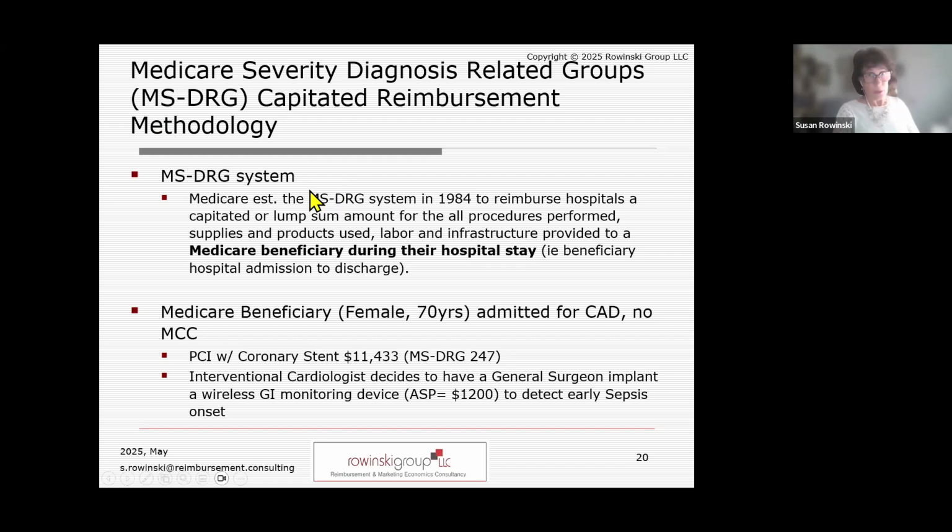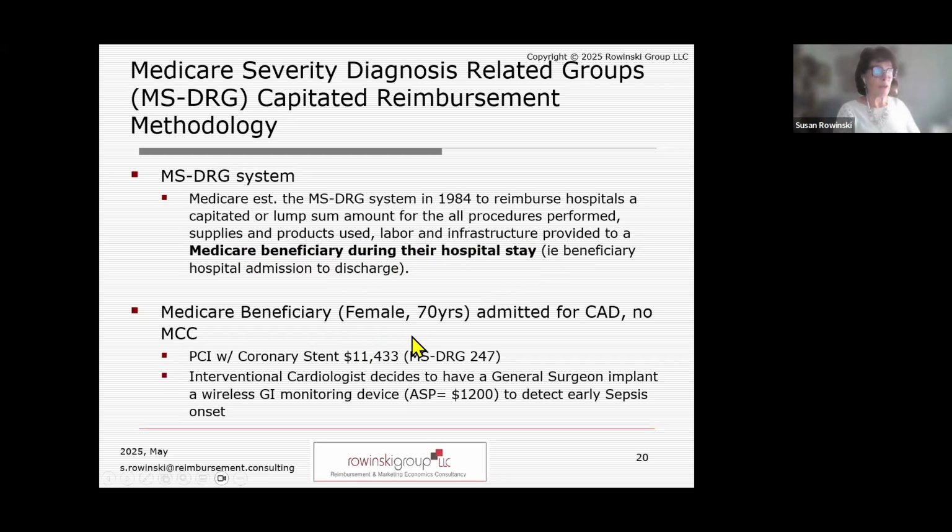If we look at the first one that was put into place all the way back in 1984, the MSDRG system, it reimburses hospitals, once again the facility provider, a capitated or lump sum amount for all the procedures performed, supplies and products used, labor and infrastructure that were provided to that Medicare beneficiary during their hospital stay. The hospital stay is from the time of admission to the time of discharge. One sum that is based on the primary procedure. Everything is paid in one sum versus line item. So let's look at this example.